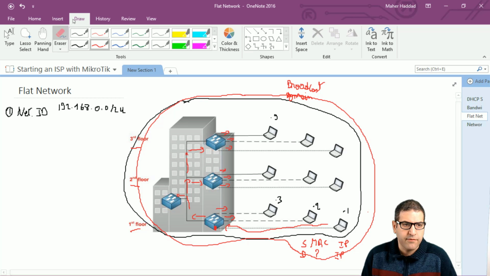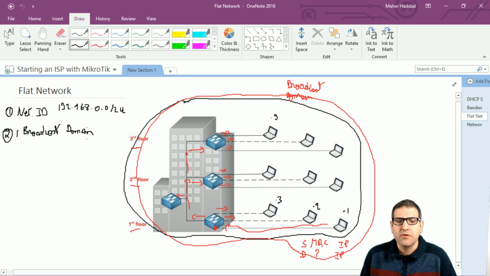So we say here we have one network ID, and then two, it's one broadcast domain. And that's another major problem that we have. Okay, now let's check also the third problem that we may have here. But let me first clean a bit the pictures to be able to explain to you the third problem.